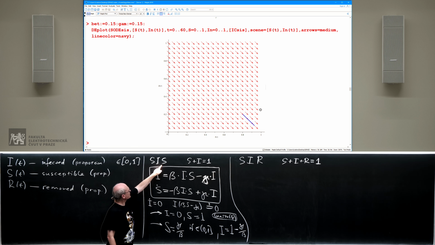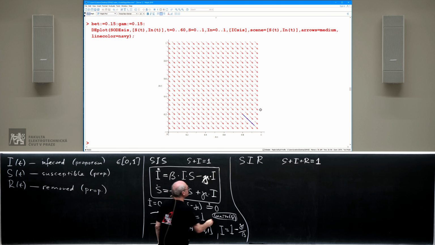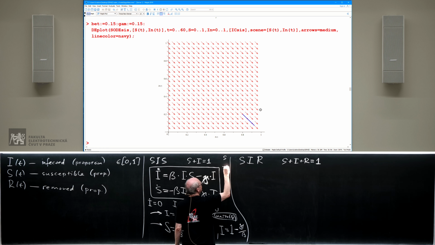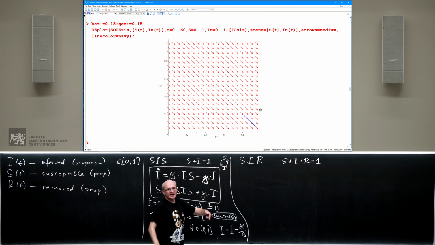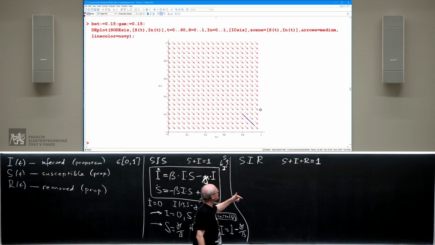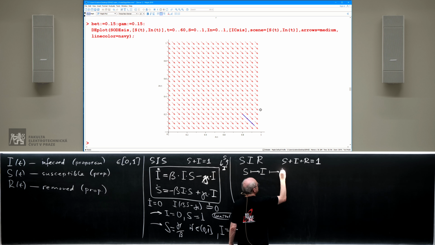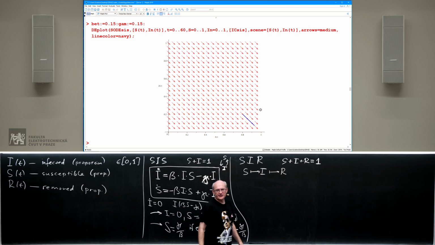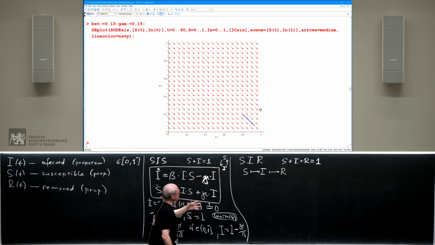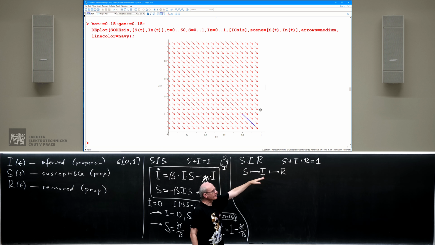For the SIS model, we can see a merry-go-round. You've got group S, group I, and people move both ways. In the SIR model, the situation is somewhat different. You've got people in the susceptible group, and they move to the infected group, and these move just to the removed group. There is no going back to S from R in this model. That's the end. So there's just one directional flow of people.